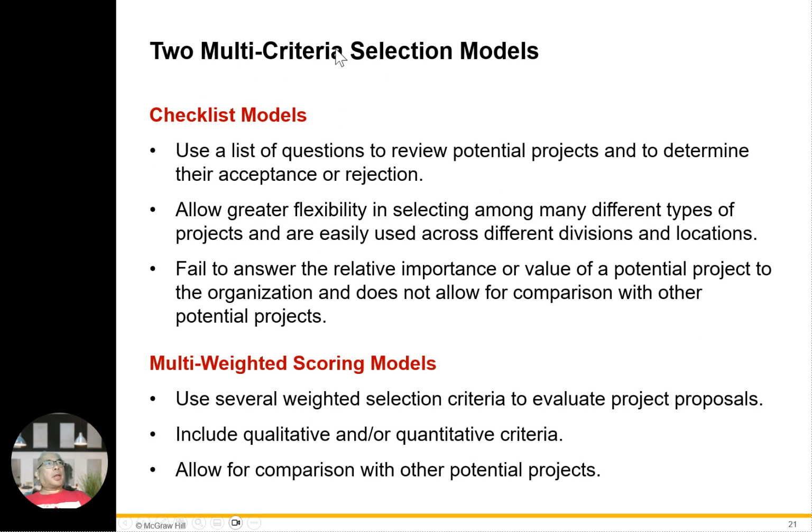In multi-criteria selection models, there's the checklist. Use a list of questions to review potential projects to determine acceptance and rejection. It allows greater flexibility in selection among different types of projects, but fails to answer the importance or value of the potential project to the organization and does not allow for comparison with other potential projects. This is in terms of the checklist models. For multi-weighted scoring models, use several weighted selection criteria in evaluating project proposals, including qualitative as well as quantitative criteria, and also allow for comparison with other potential projects.